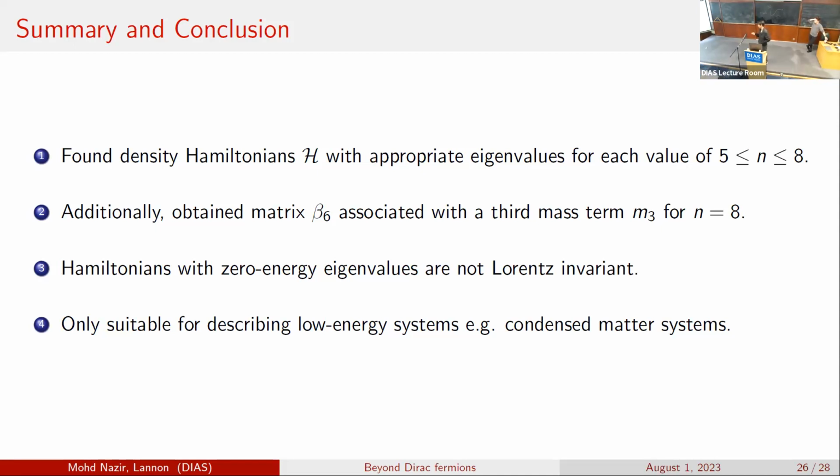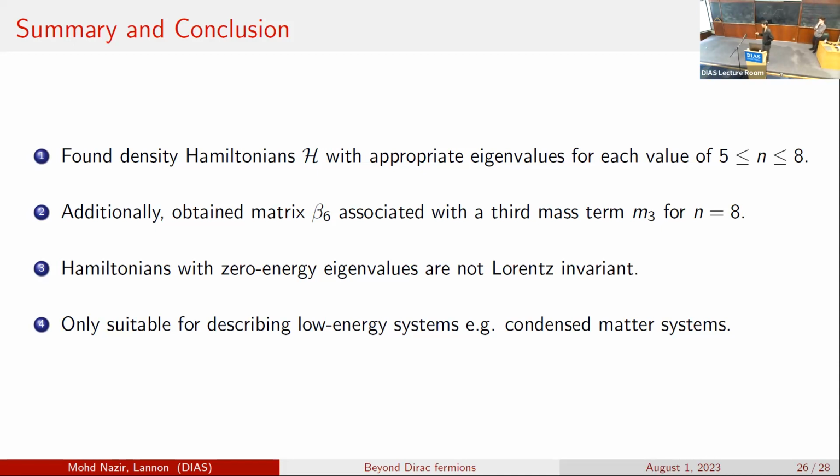Additionally, our goal was also to obtain a matrix beta 6 that's associated with a third mass term, which we managed to do for the 8x8 case. It was perhaps the only case that was large enough to accommodate enough mass terms such that we can differentiate the 3 independent masses, M1, M2, and M3, and then using the parameterization method, we can just set M3 equal to capital M.